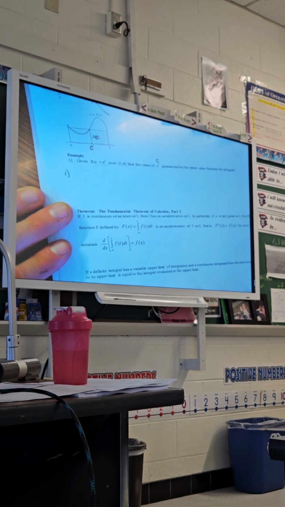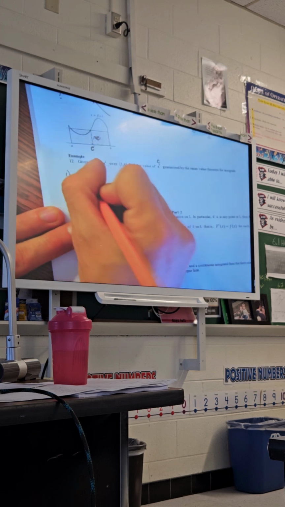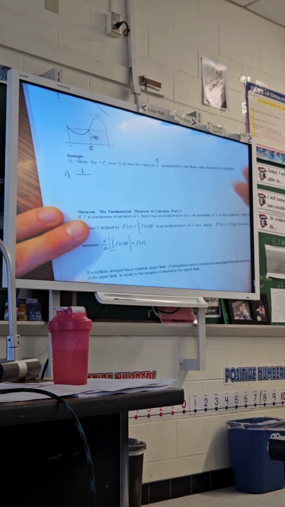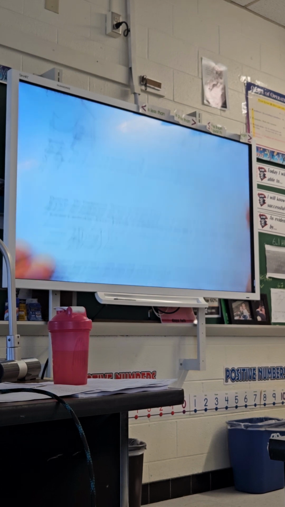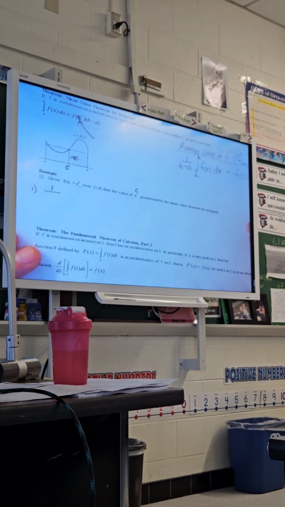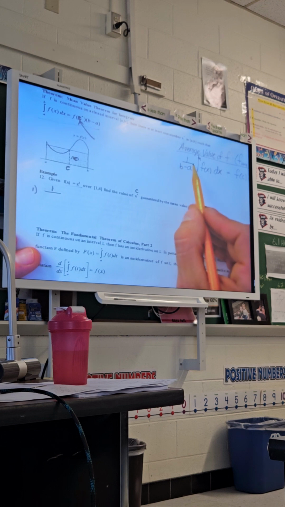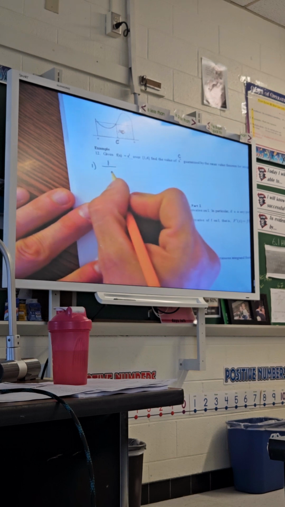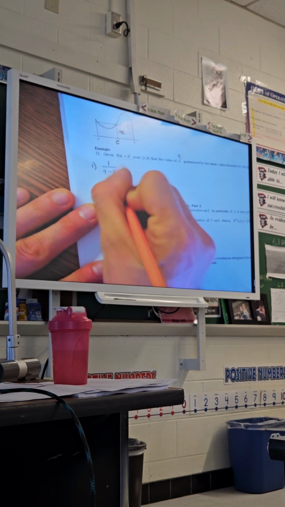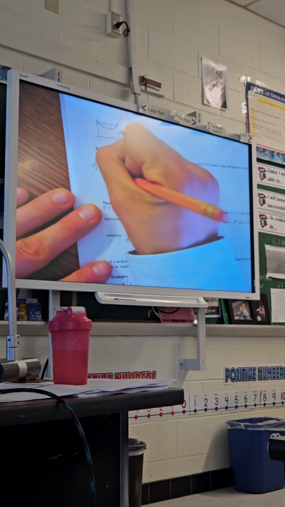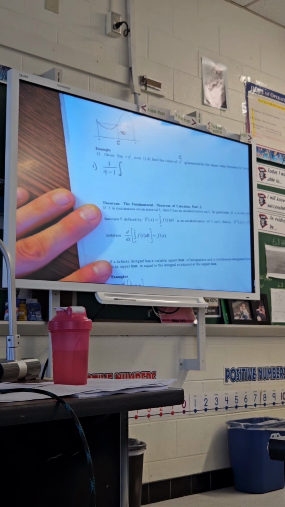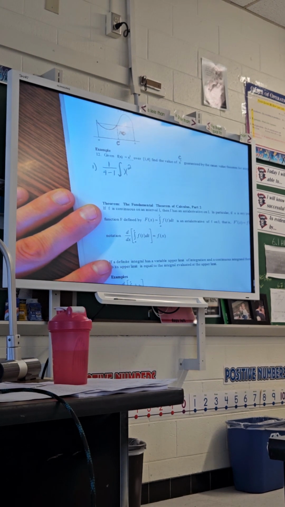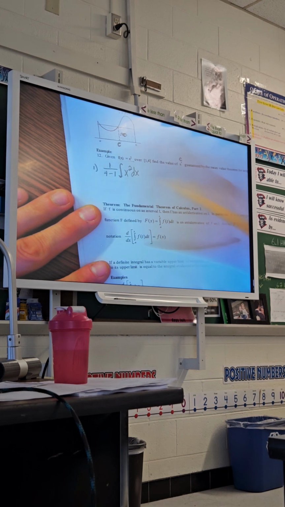There's basically going to be two parts to this, like I'll label it 1 and 2. Pay attention, it's on the test, it's on the quiz, it's on the AP exam, you're going to see it. First we have to do this: 1 over b minus a, and then the integral of the function. So we have 1 over 4 minus 1, multiplied by the integral of f of x, which is x squared for us, dx. Put your limits.